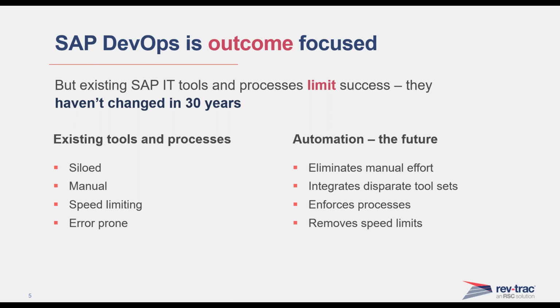So automation really is the way of the future. Digitizing the SAP IT change process is important. This eliminates the manual effort that's required. It can integrate a whole range of different tool sets. It can enforce processes, and importantly, it removes those speed limits that actually prevent SAP IT teams from delivering the kind of outcomes that they are expected to deliver.